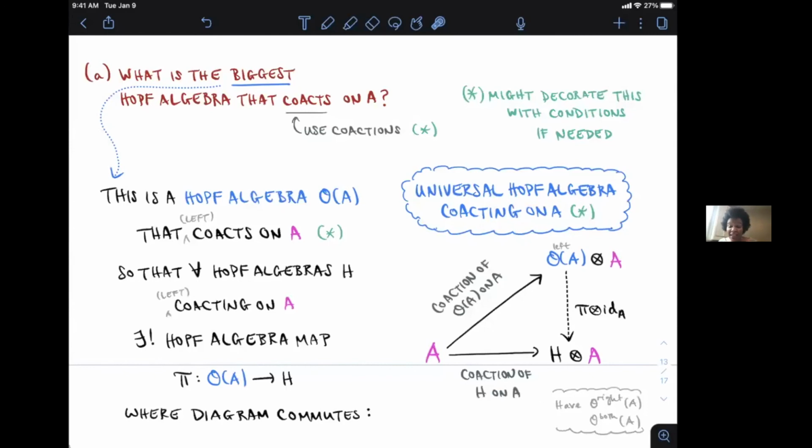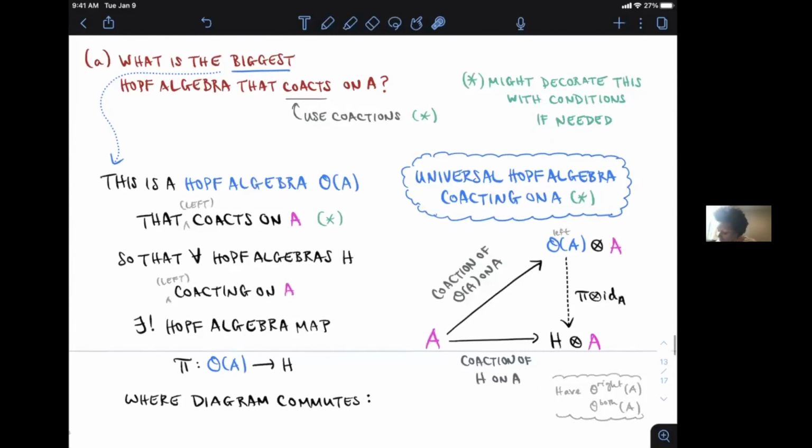And sometimes to cut it down, you might want to throw on some decoration, like you want Hopf actions to preserve the grading of the algebra, or some other feature of the algebra. Pardon me, may I ask briefly, what sort of algebra A do you have in mind here? Just any algebra? Yeah, any algebra. But I typically work with graded algebras.